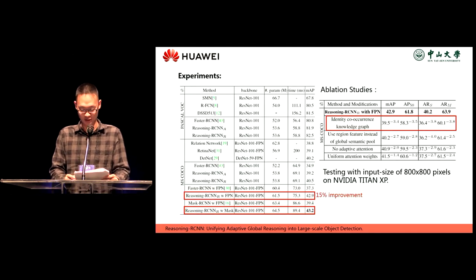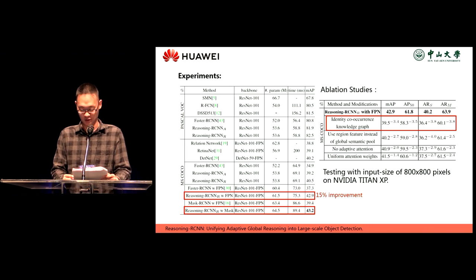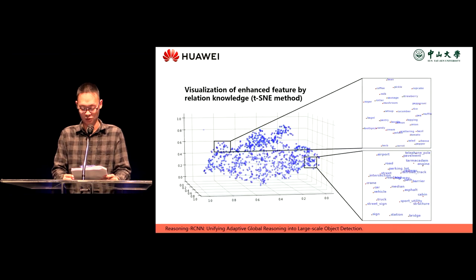And to compare with more existing methods, we also implement our approach on Pascal VOC and COCO. Our Reasoning-RCNN can improve from 37 for FPN to 40 or about 43 mAP with our method, with 2 million more parameters and 3 ms inference time.